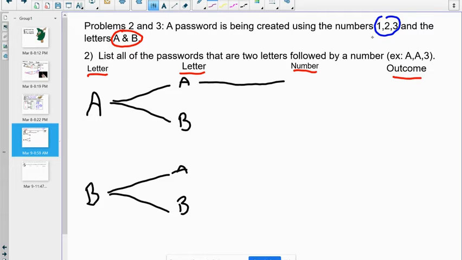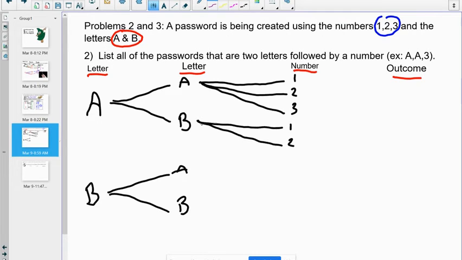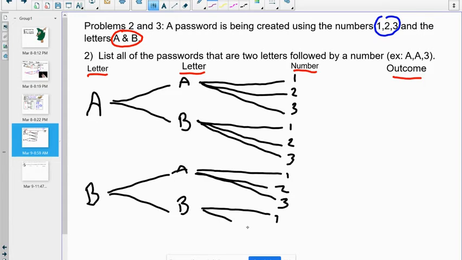Now we're picking a number, and we have 3 numbers to choose from. So we can either have 1, 2, or 3. 1, 2, 3, 1, 2, 3, 1, 2, and 3.